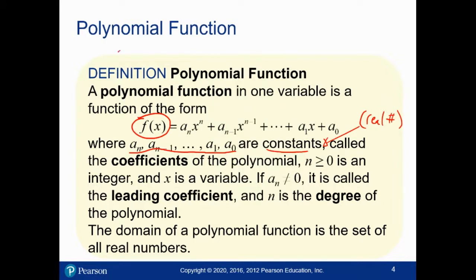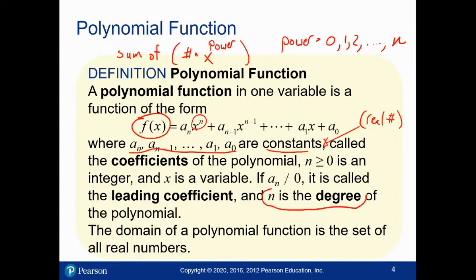Okay, so this is a sum of a number times x to a power, where the power can be 0, 1, 2, and so forth, up to this maximum power of n. Okay, and that will vary from polynomial to polynomial. Sometimes the maximum power is 3, sometimes it's 12, but it doesn't go on forever. There is a maximum. Okay, and then in terms of some other definitions, n, which is the biggest power, is called the degree, and the a sub n, the number in front of it, is called the leading coefficient.